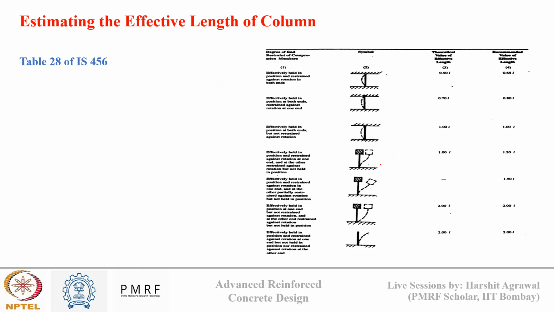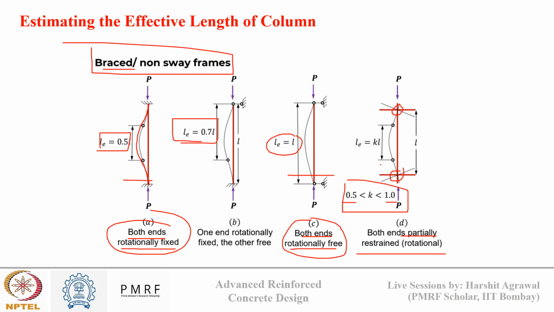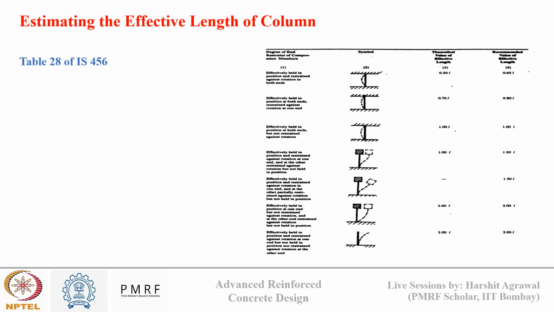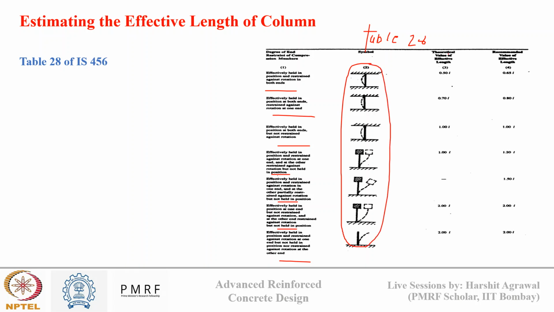So again, what we discussed in these two slides were the exact k values for some of the cases. However, in the IS 456 code, this is table number 28 of IS 456. You can see they have listed different basic cases. This is for non-sway frames and this is for sway frames. Corresponding to different frames, they have given the theoretical value of effective length. These are the theoretical values that we saw in the last two slides also.